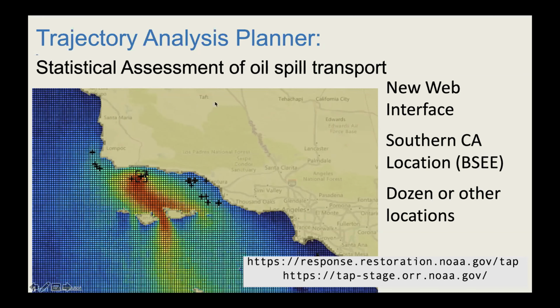This picture right here is for Southern California. This is a location we just recently completed with some funding from BSEE. They funded a long hindcast of the currents in Southern California, and then we ran it through GNOME in a batch mode to generate these statistics. This also has recently been made as a web interface. It's currently still in a test mode, but you can find it at tap-stage.orr.noaa.gov. That gives you one place to go and get the data you need for planning.